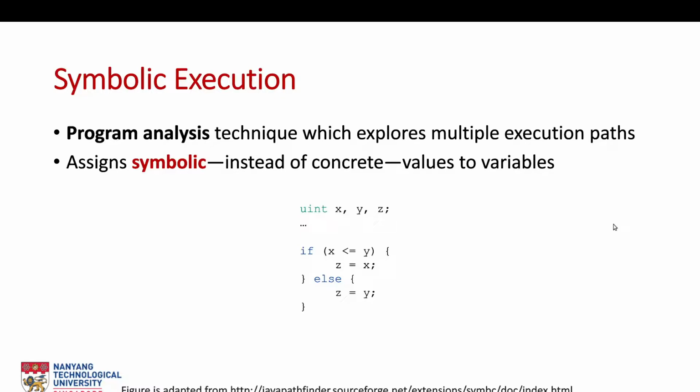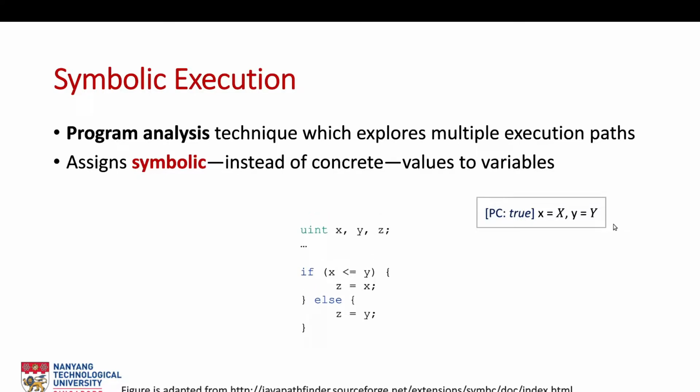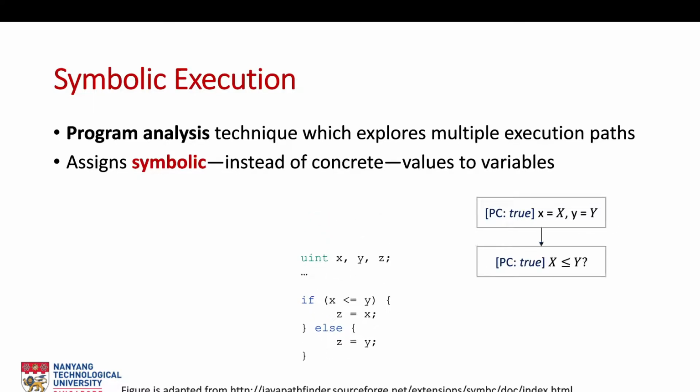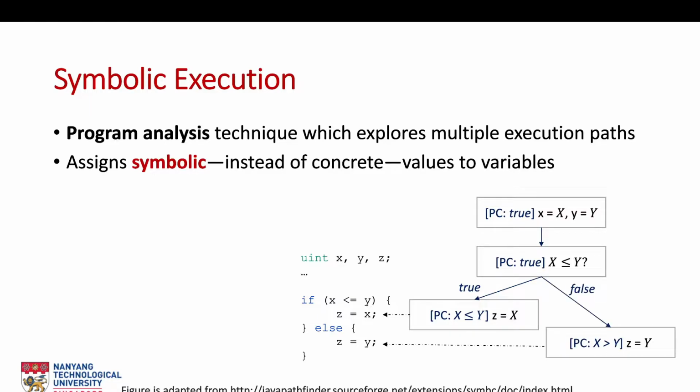For each path, a symbolic execution engine maintains a path condition and a symbolic memory store. A path condition is a Boolean formula that describes the conditions satisfied by the branches taken along that path. At the beginning of symbolic execution, the path condition is true, and the symbolic store only contains the assignment between symbolic variables and their respective symbols. When the conditional statement is encountered, both true and false branches are explored and the symbolic state is updated accordingly.